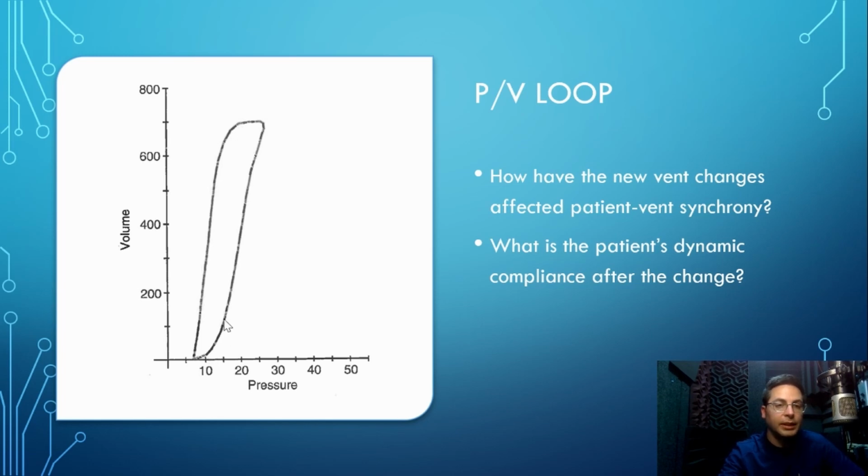We have a fairly linear increase in pressure up to the peak here. I'm also seeing that our auto PEEP has resolved itself because our baseline here is about 7 again, where we have our PEEP set.